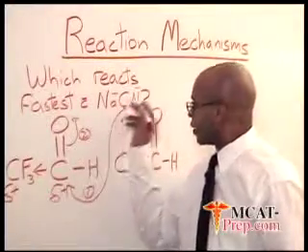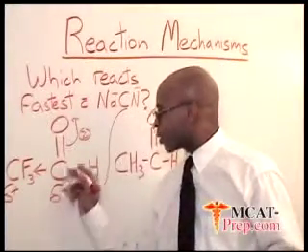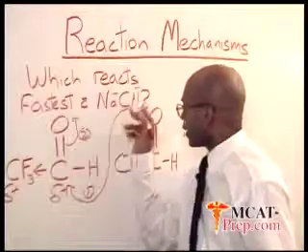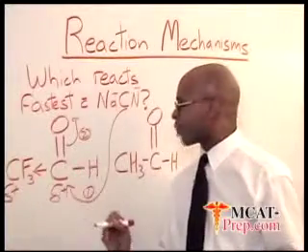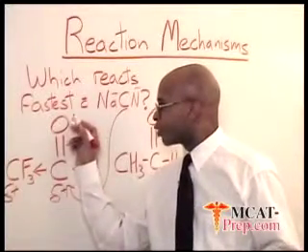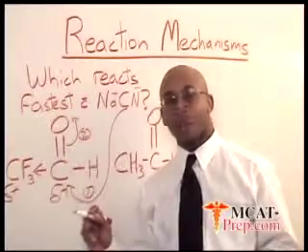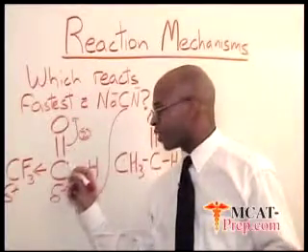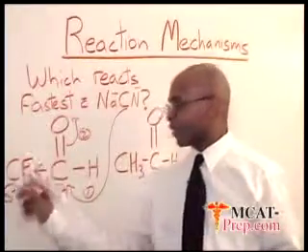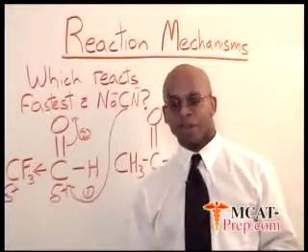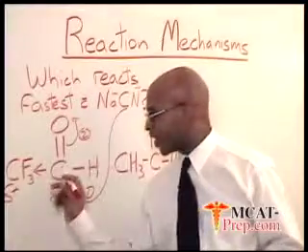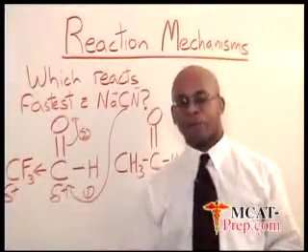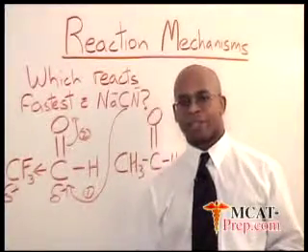Therefore, when the CN- comes in, hits the carbon, and bounces the electrons up, now the CN- is bonded to this carbon. The electrons up here on the oxygen have the option of coming back down, hitting this delta positive carbon, and knocking out this CF3 group as a leaving group because of the instability of this carbon-carbon bond.